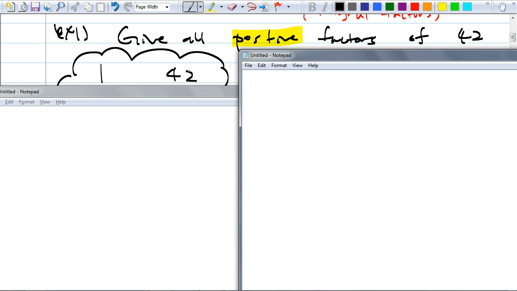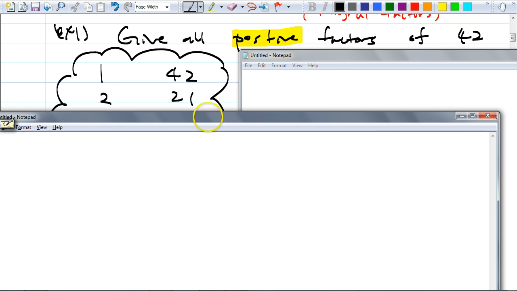So is this the only way to write 42 as a product? No, you could use another number. Since I'm starting with 1, guess what I'm going to check next? 2. Does 2 go into 42? Yeah, 21. So isn't it nice to write them as a pair like this, 2 and 21? Okay, let's think about then 3. Does 3 go into 42?